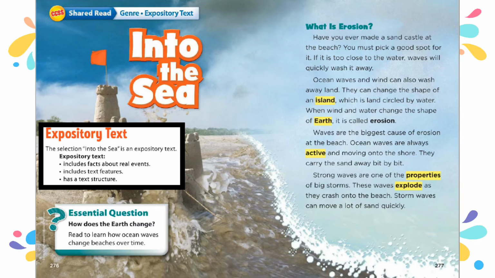Waves are the biggest cause of erosion at the beach. Ocean waves are always active and moving onto the shore. They carry the sand away bit by bit. Strong waves are one of the properties of big storms. These waves explode as they crash onto the beach. Storm waves can move a lot of sand quickly.